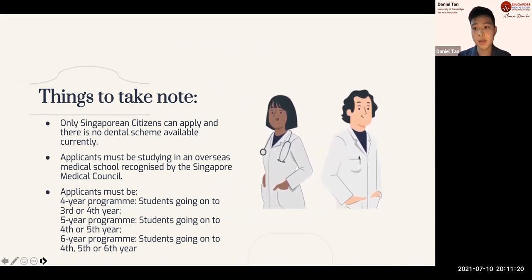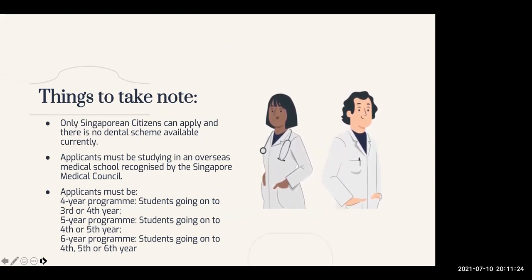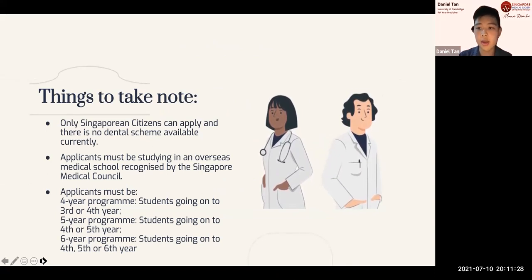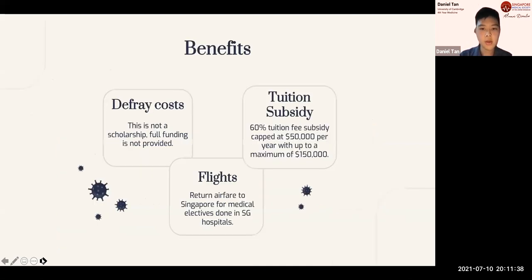The applicants must also be from an overseas medical school that is recognized by the SMC. And in terms of who the applicants are, usually they are in their clinical years. So whether it be a 4th, 5th, or 6th year program, it would usually be in the clinical years when you apply. So some benefits of the PEG.